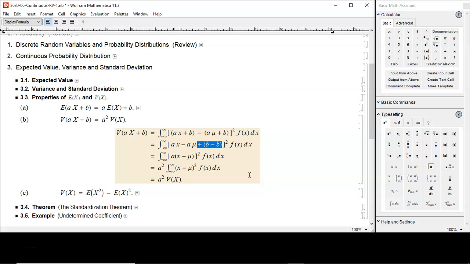So basically what I have is ax minus a mu, squared. Factor a out, then I have a times x minus mu, squared, and then I can take a out and square it outside, so we have a squared, and what's left is x minus mu squared. In the end, we have variance.